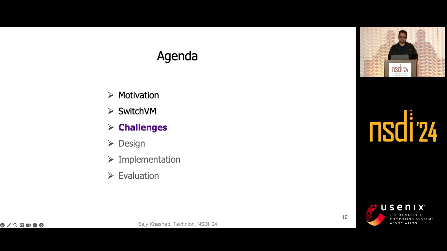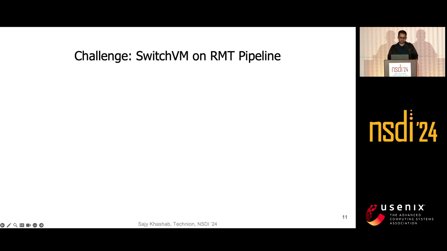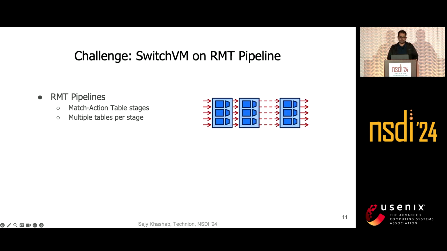Next, we'll discuss challenges in designing and implementing SwitchVM. We chose to implement SwitchVM on RMT pipelines based on the PISA architecture, specifically in Intel Tofino. The pipeline, as you might know, is built from a number of stages. Each stage has a number of match action tables that can be applied in parallel. Each stage has its own on-switch memory that can be accessed by the program. Packets traverse the pipeline in a forward direction only. And if each packet does it once, then the processing happens at line rate.